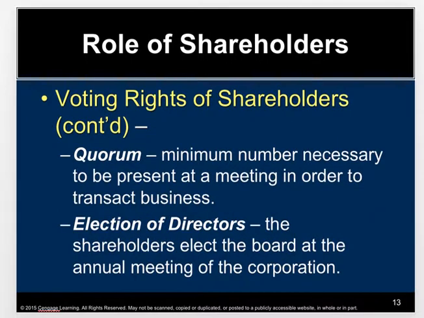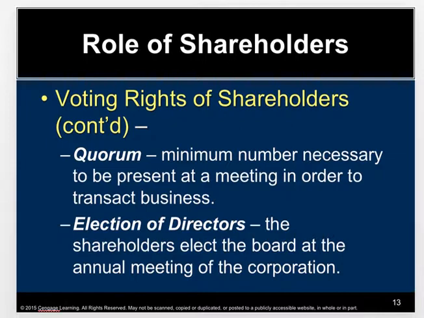There's the concept of quorum. Quorum means the minimum number necessary to be present at a meeting in order to transact business. So you have to look to the bylaws to see what the quorum requirement is. Could be 50%, could be majority, 50% plus one, could be 60%. It could be anything that's in the bylaws. But if you don't have a quorum, meaning you don't have that many shareholders present, either directly or via proxy, then you cannot transact business.